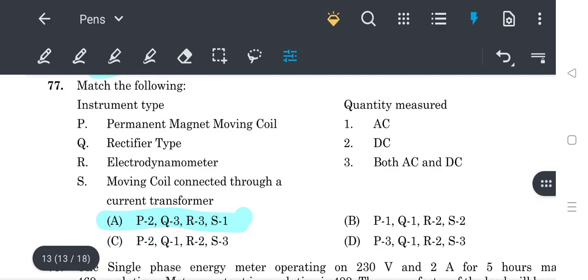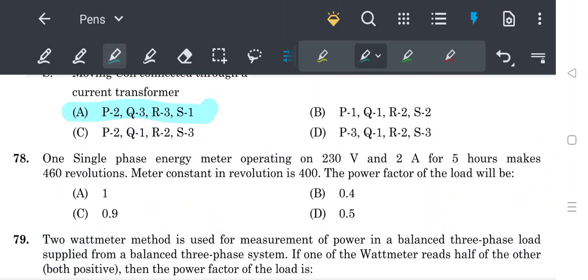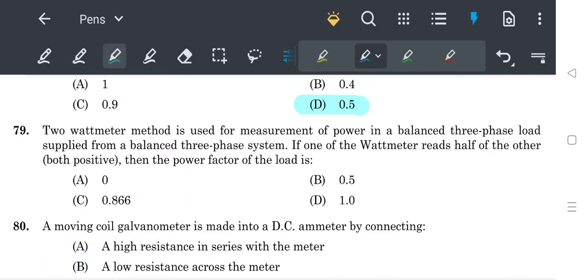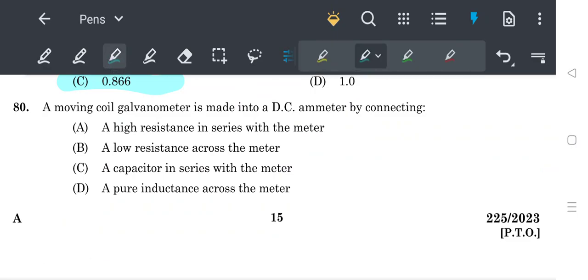Permanent magnet moving coil is DC. Rectifier type is both AC and DC. Electrodynamometer is both AC and DC. Moving coil connected through a current transformer is AC. Next, the answer to 78 is option D, 0.5. The answer to 79 is 0.866. A moving coil galvanometer is made into a DC ammeter by connecting, option B, a low resistance across the meter.